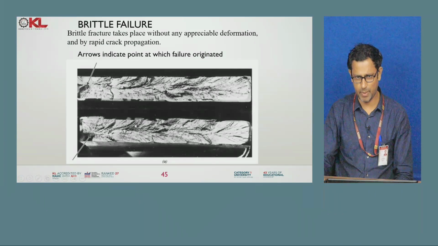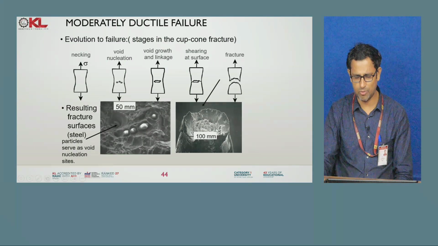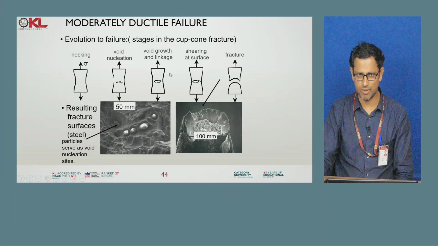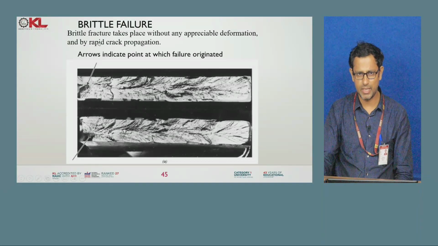So only the starting point we can understand: it started from here and extended, but there is no deformation, it is direct. Whereas in this image we have the cup and cone phenomenon. So with respect to this we can say it is a ductile failure. But with respect to this straight line, we can say it is a brittle failure.